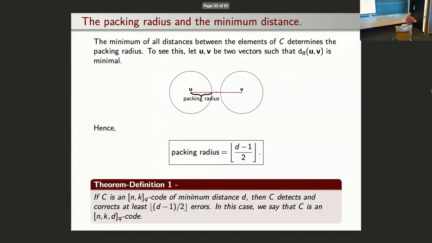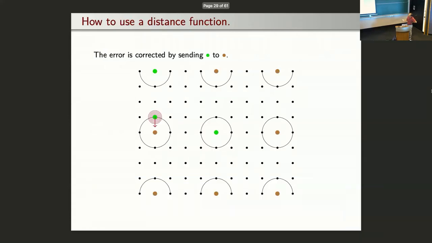And our error is corrected by the nearest neighbor decoding algorithm here. All right, so as I said, packing radius is the common radius, the smallest integer such that all balls around the center code words are disjoint. And this is closely related to the minimum of all distances between elements of C. If you stare at this picture, you will realize that the minimum distance is going to be 1, 2, 3, 4, right? For this example, the minimum distance between code words is 4. You go this way, 4 units, or you go this way, 4 units. So this is the minimum distance between two code words in C.